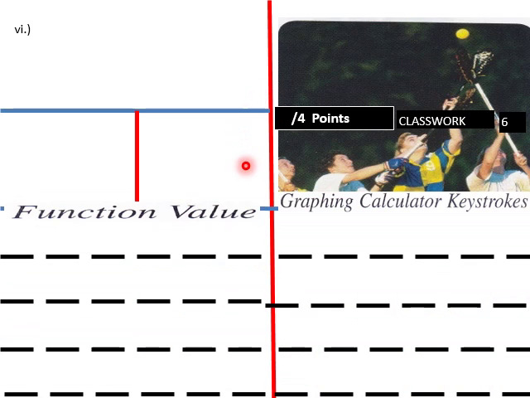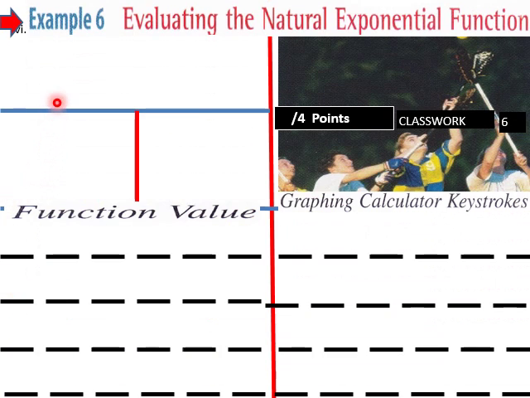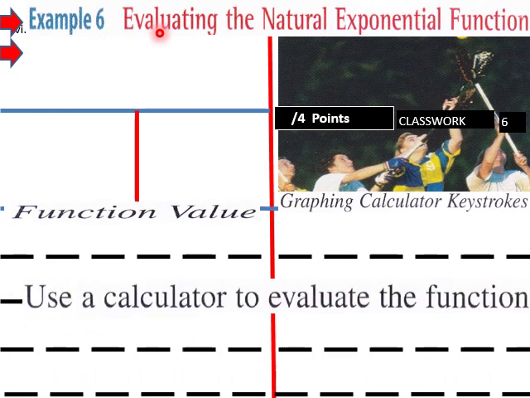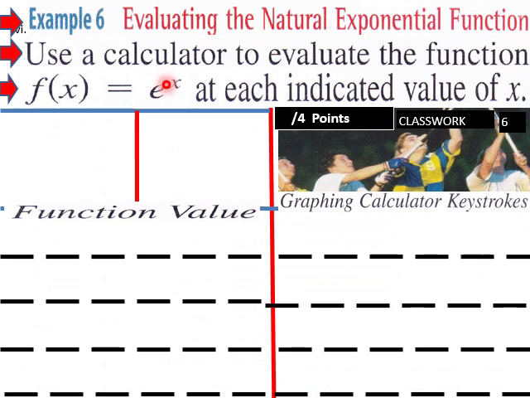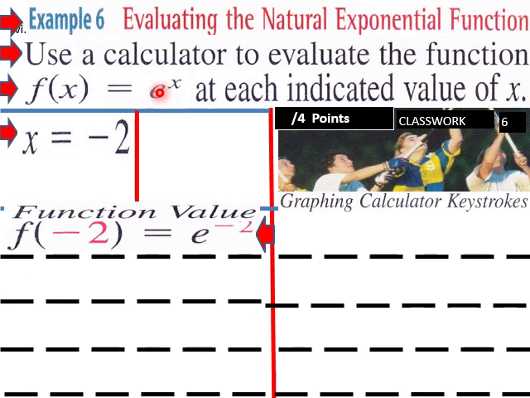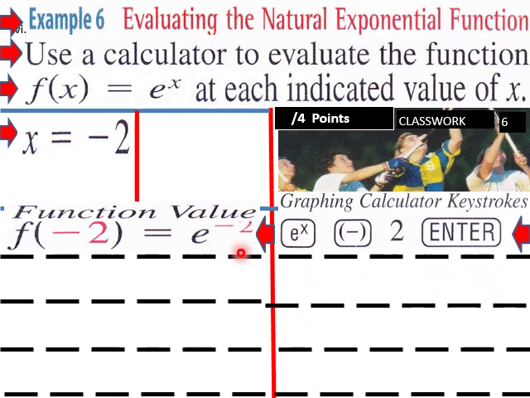We're going to go into example 6, evaluate a natural exponential function. Use a calculator to evaluate the function f of x equals e to the x at each indicated value of x. So when x equals -2, e to the -2 power, that would be what it would look like, the function value. And then here would be your graphing calculator keystrokes for that.